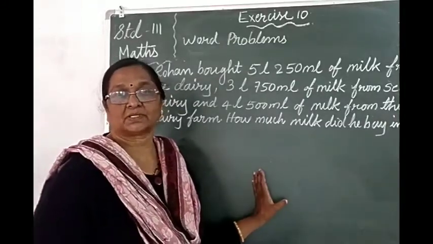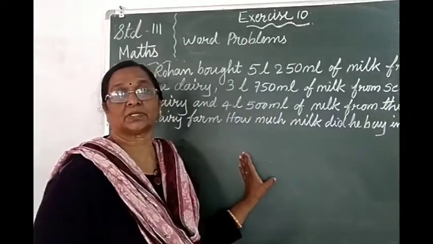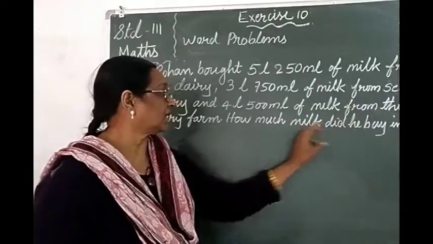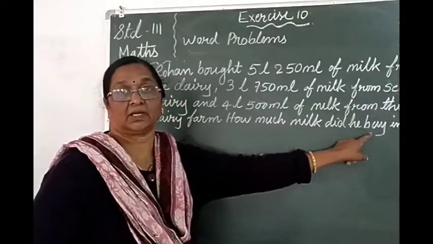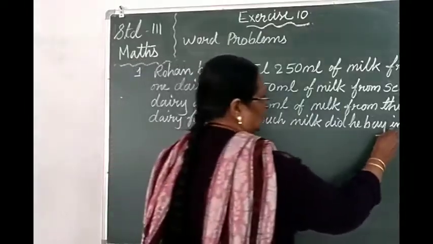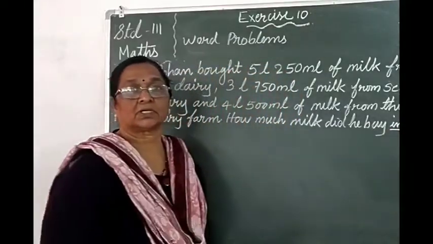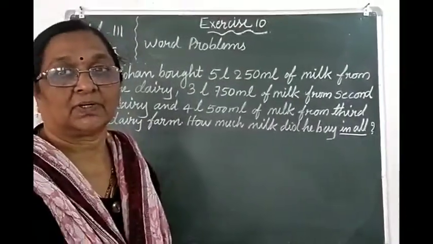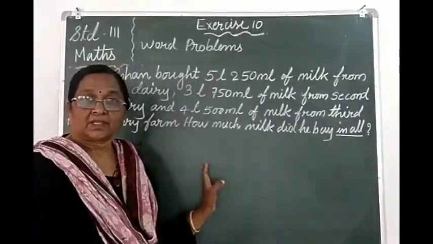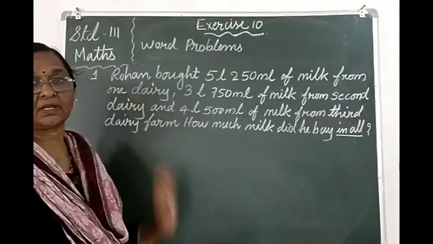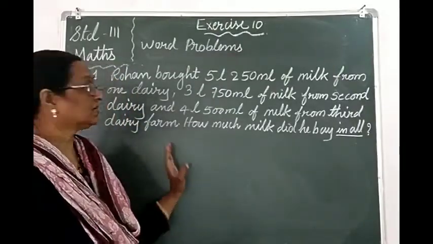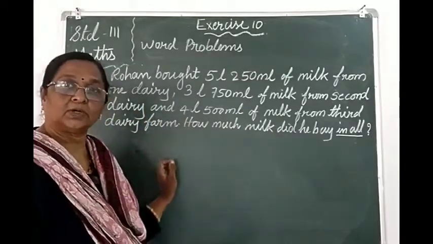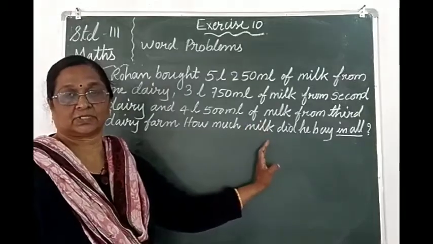Are you able to do this? What process do we have to do, children? Total quantity. How much milk did he buy? In all, there is a word, in all, together. How much quantity of milk he bought? Now, shall we write the statement? How to write the statement? You can write milk bought from first dairy or quantity of milk bought from first dairy.